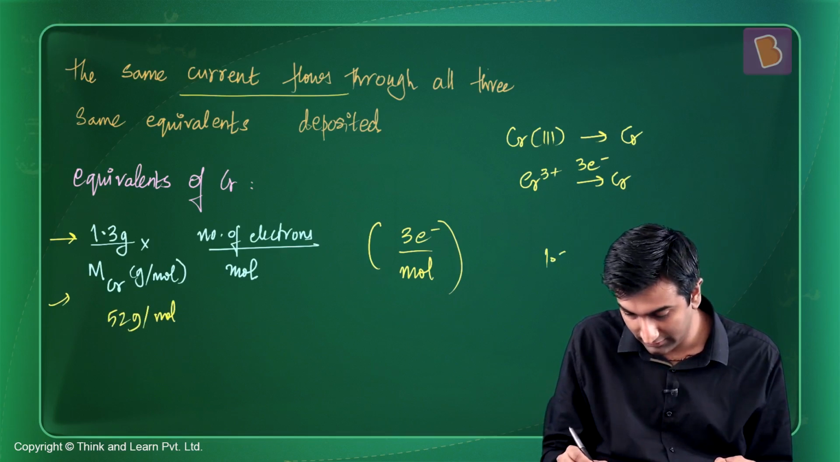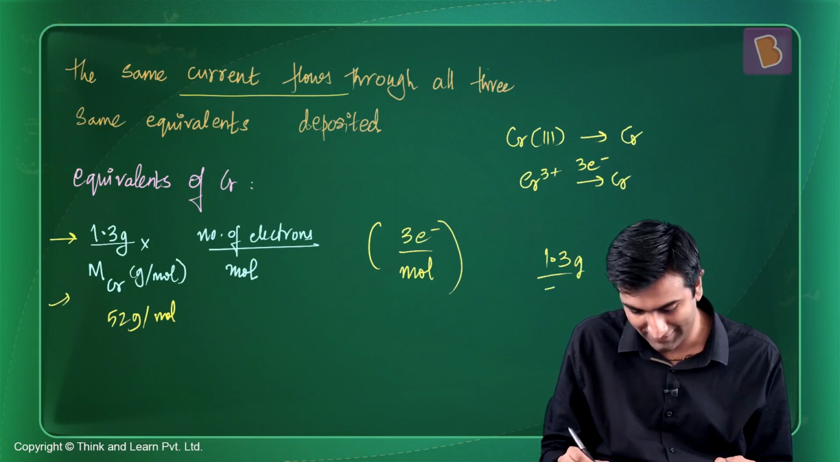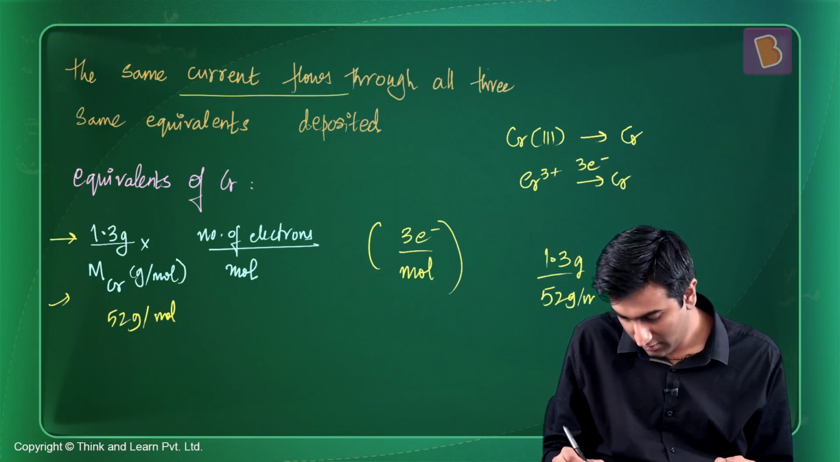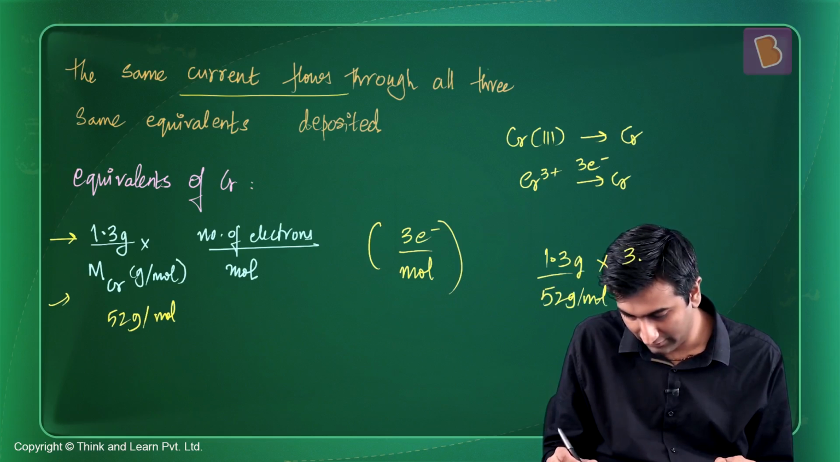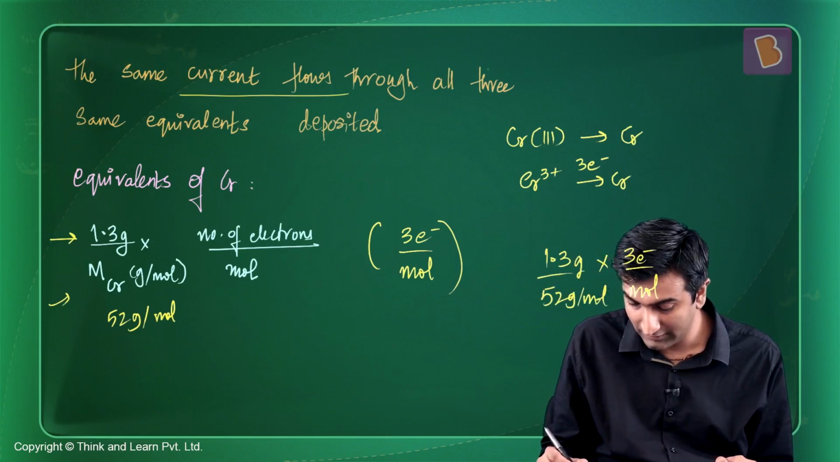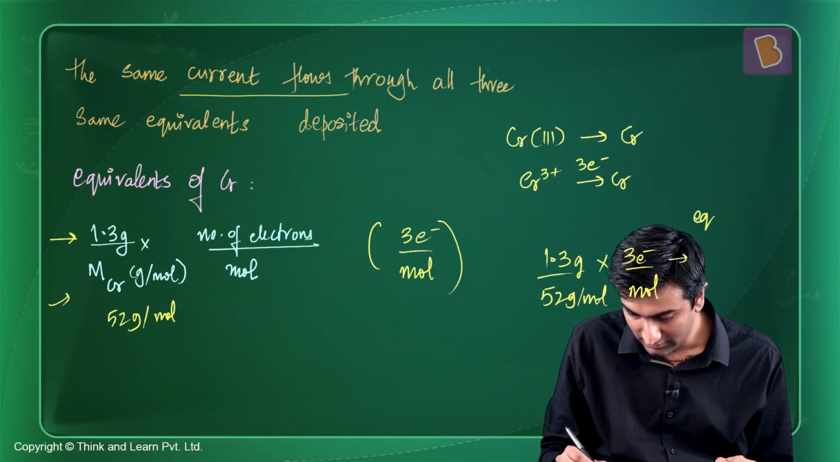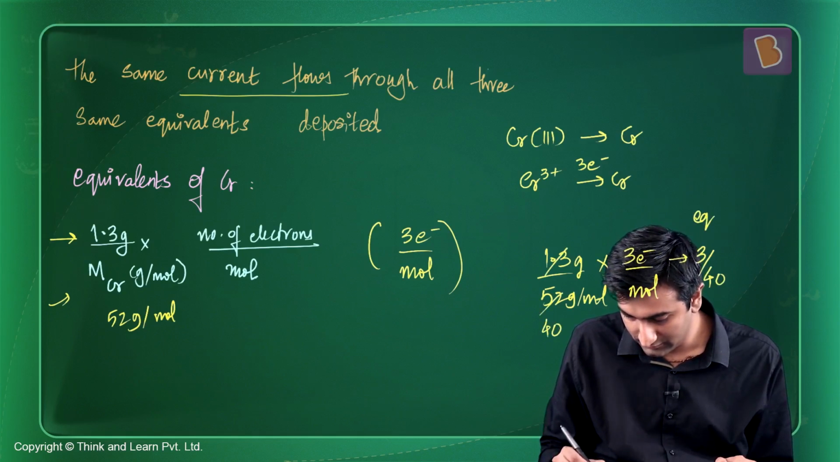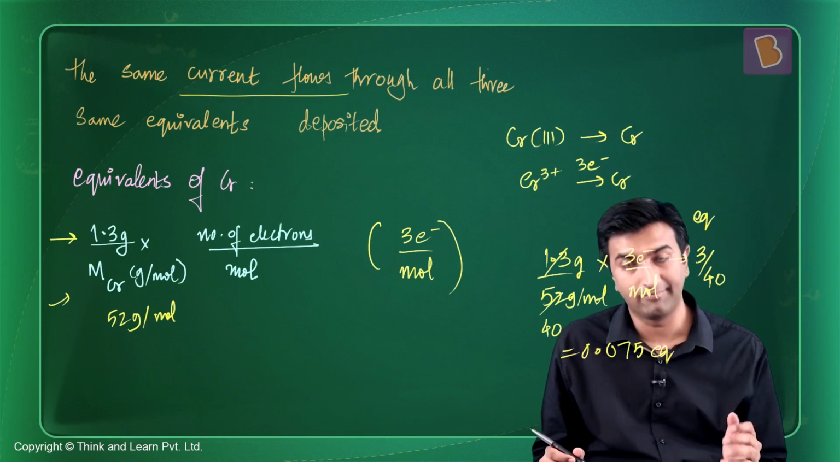You get 1.3 divided by, units are important, 52 grams per mole times 3 electrons per mole. What does this give you? This gives you the number of equivalents that were deposited, right? This is 1 by 40, so this is 3 by 40, which is 0.075 equivalents. Okay, that's it.